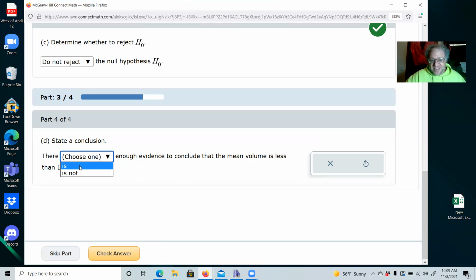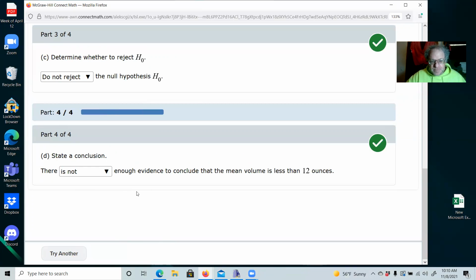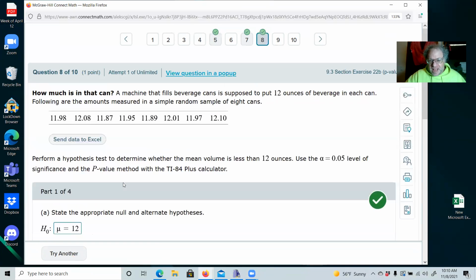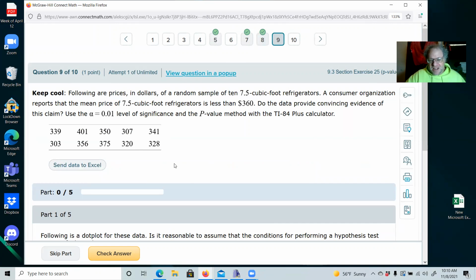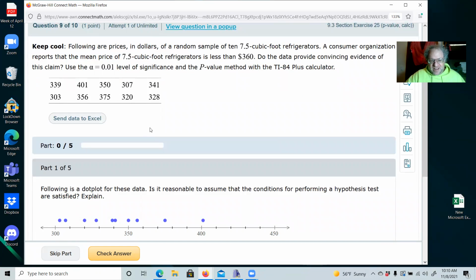Okay, there is not enough evidence to conclude the mean volume is less than 12 ounces. We did not reject the null hypothesis. So yeah, if this is starting to become too easy for you, I love it. Okay, that's great. You don't need to be challenged at every corner. At this point, I hope you're looking at it saying, this looks pretty good.